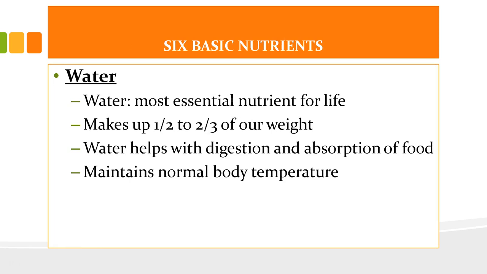We as humans need 6 basic nutrients to survive. Water is the most essential nutrient. It sustains our life. Our bodies are at least half to 2/3 water. Most adults will need 64 ounces of water every day just to maintain a healthy fluid balance. Water helps with a number of things, such as digesting and absorbing food. Water will also help maintain our normal body temperature.